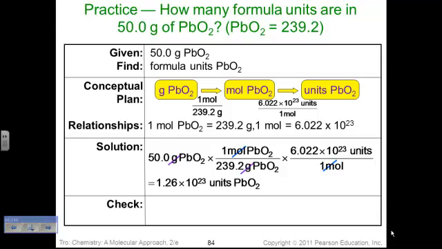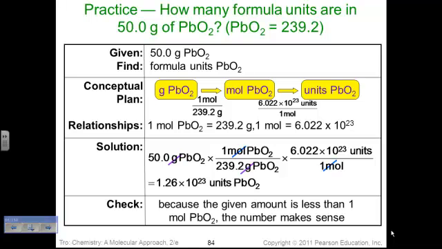The key sequence would hit 50 divided by 239.2 times 6.022 E23 equals. Reminder, do not hit times or times 10 before you hit your EE button on your calculator. The calculator automatically says times 10 when you hit that, and if you hit it twice, you'll get off by a decimal. Does your answer make sense? Because that given amount is less than 1 mole, the number makes sense. We have less than a mole, so we'd have less than Avogadro's number's worth of formula units.